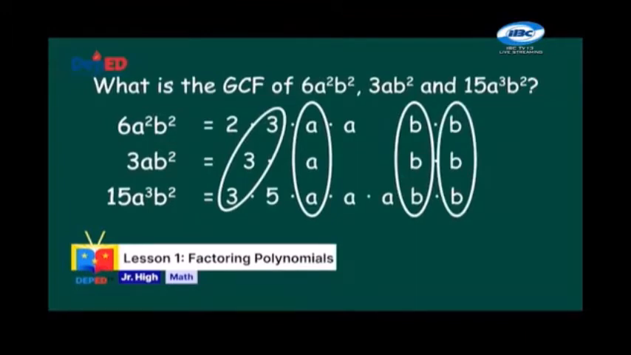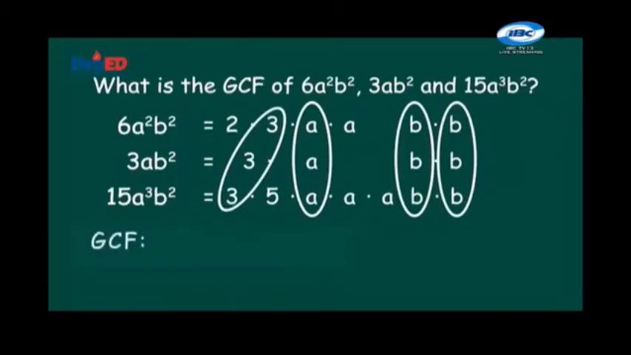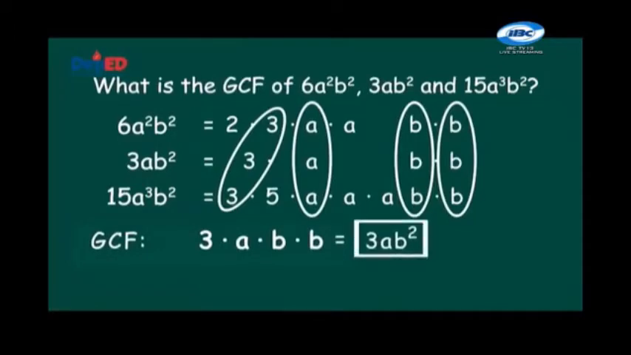What would be our final answer? The greatest common factor of the expressions 6a squared b squared, 3ab squared, and 15a cubed b squared is the product 3 times a times b times b, which is 3ab squared.